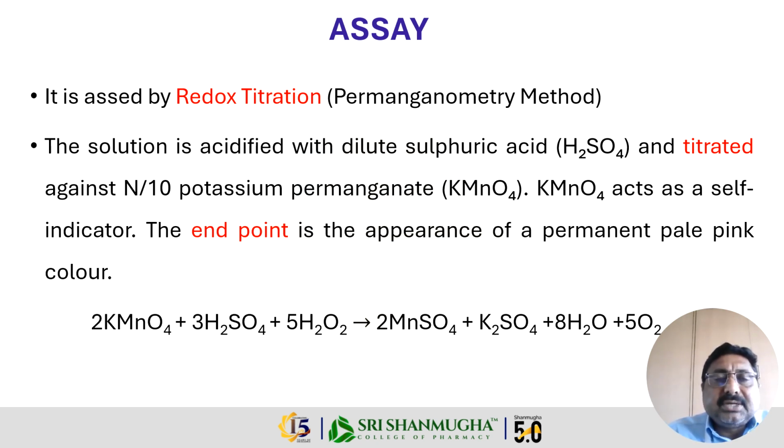Clear? Potassium permanganate is the titrant in permanganometric titration, so it should be taken in the burette. In the conical flask, we should take hydrogen peroxide acidified with sulfuric acid. During titration, when we get a permanent pale pink color, we have to stop the titration and calculate its percentage purity or the amount present based on the titer value. Right, clear?